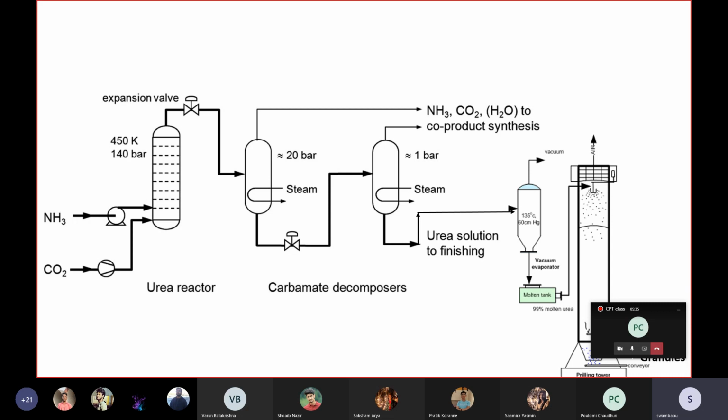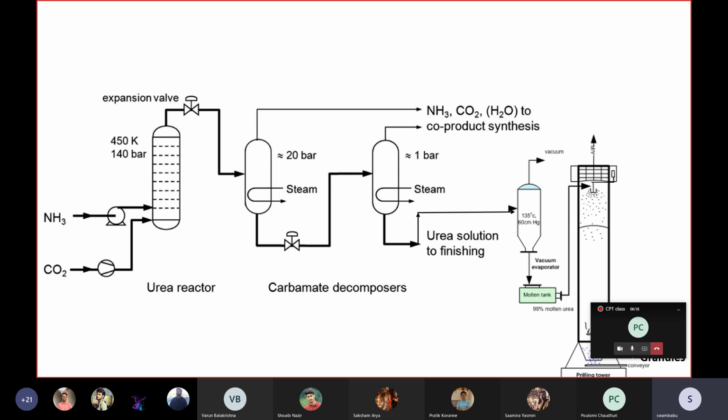And how do we separate? A simple principle. We know that urea at atmospheric pressure and atmospheric temperature will be in the solid form, whereas ammonia and CO2 exist in gaseous form at atmospheric pressure and temperature. Although ammonium carbamate can exist in the liquid form, it will decompose very fast into ammonia and CO2.